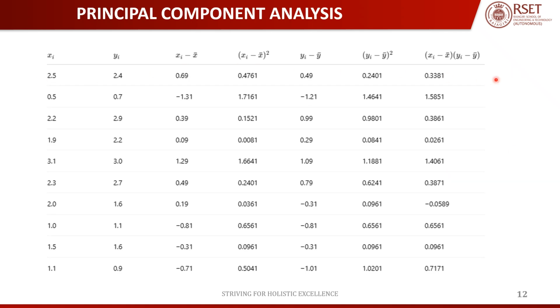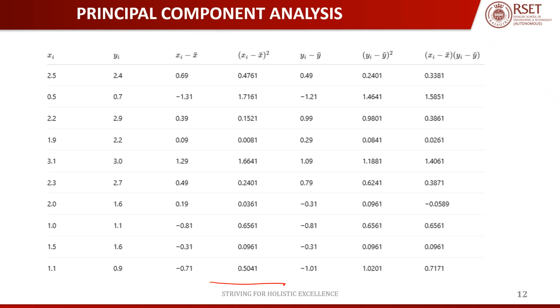Now you will form this table. You will write all the xi entries here and all the yi entries, and compute xi minus x bar. That was 2.5 minus 1.81. Every entry you will subtract 1.81 from, and here you will subtract 1.91 and take the squares, and calculate these values, and you will sum up the values you need to sum.